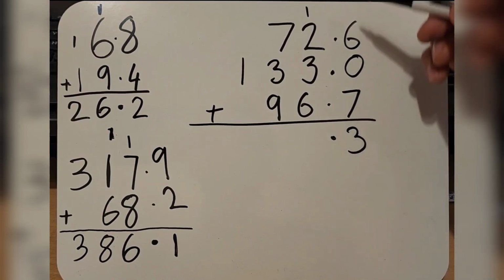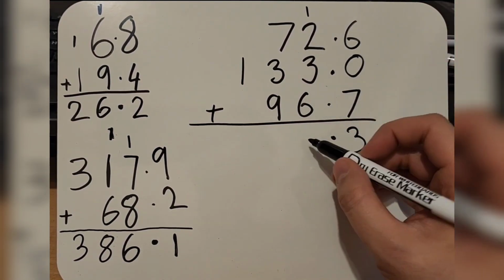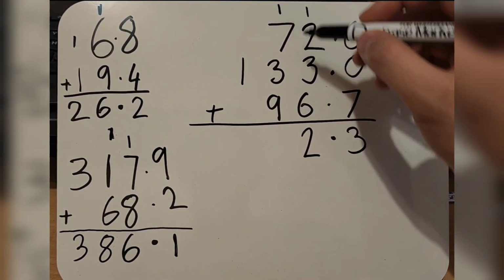Need to put the decimal point there. 1 and 2 is 3. 3 and 3, 6. 6 again. So these all add up to 12. Put 2 and carry the 1.